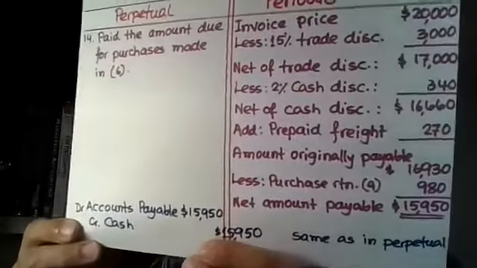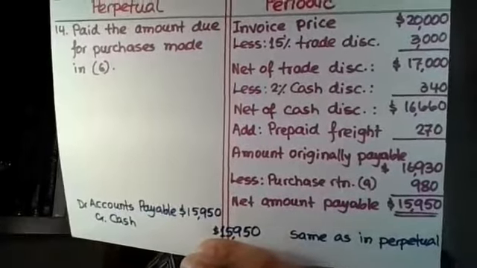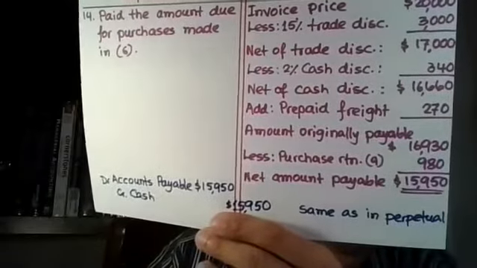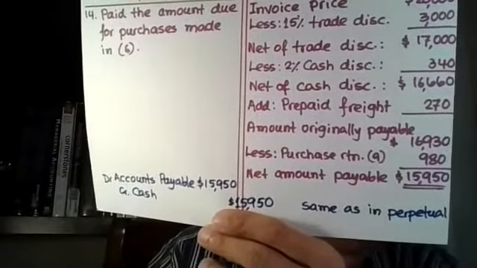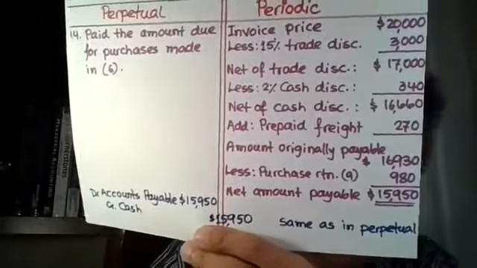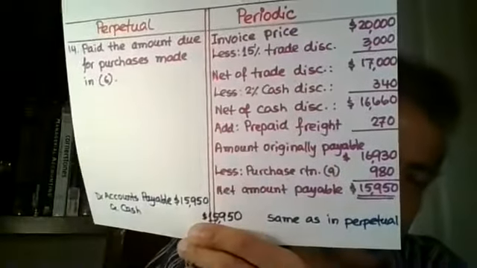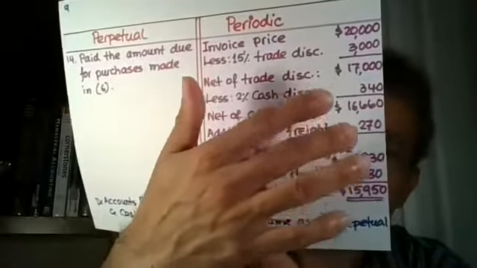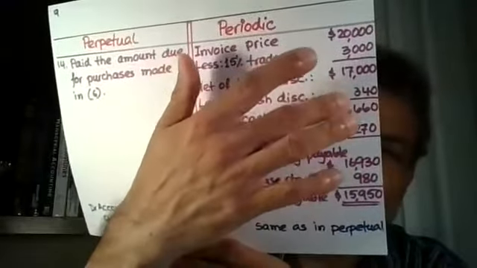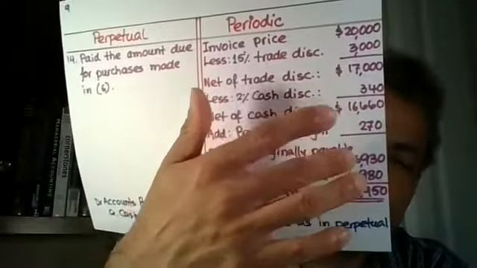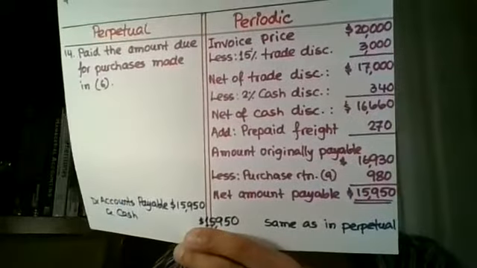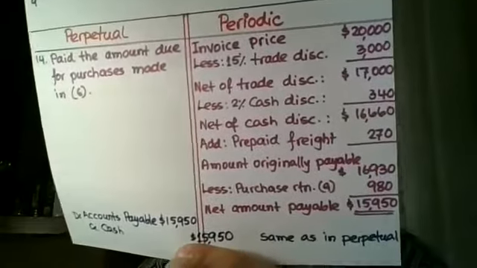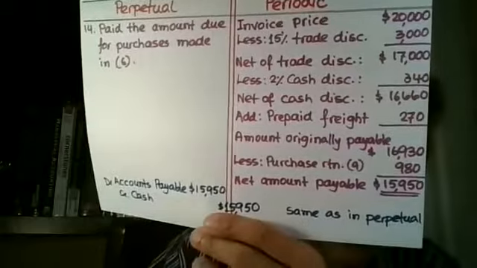And once you know the net amount payable, debit accounts payable and credit cash. Simple journal entry. But I think getting to the amount is difficult. But we already knew the 16,660. We knew the 16,660 and we knew the 270. So we knew the 16,930. Then from 16,930, just take off the return.